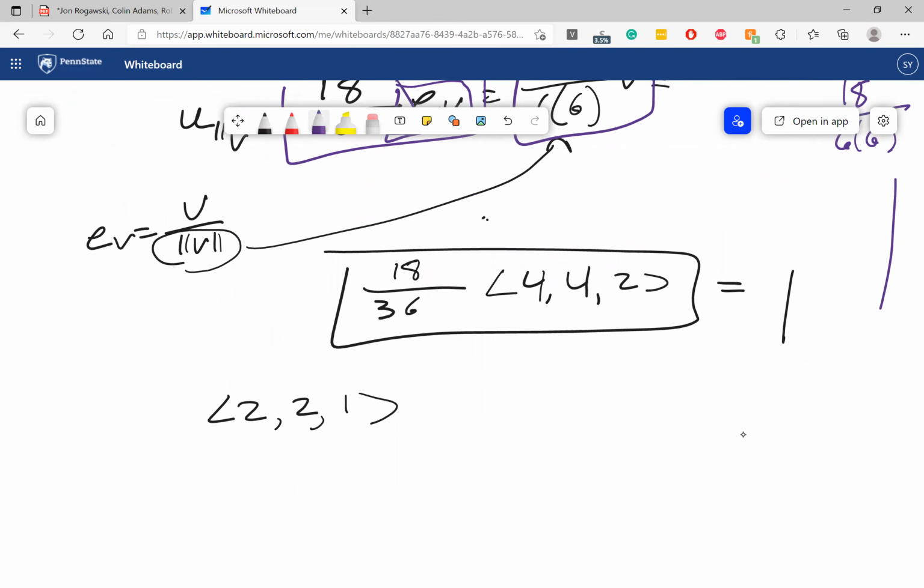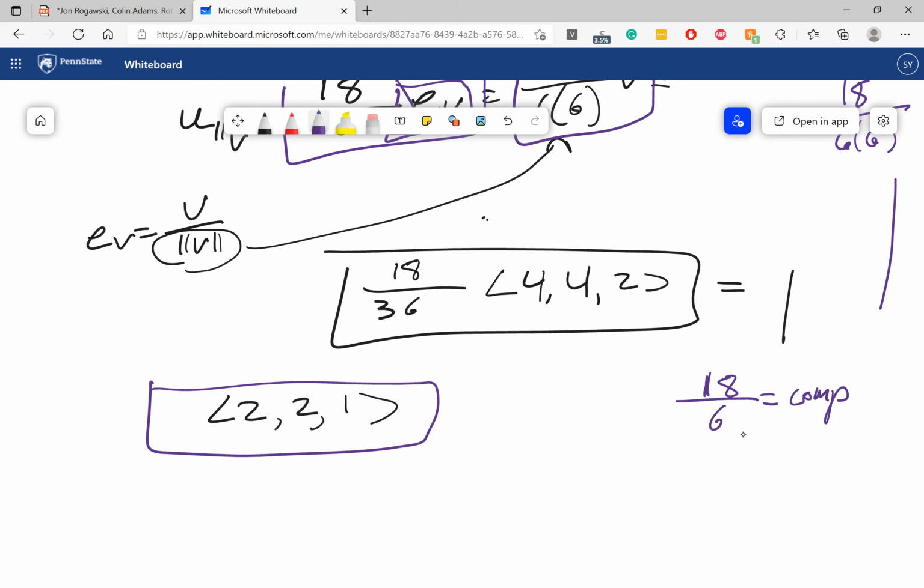Yeah, so here it is, the answer, it's a vector. The component of this vector is 18 over 6. 18 over 6 is equal to the component of the projection of U onto V. That's the length of this vector. And then you take that and multiply it by your unit vector, and you get another vector, and that's your projection right here. This is the projection of U onto V.